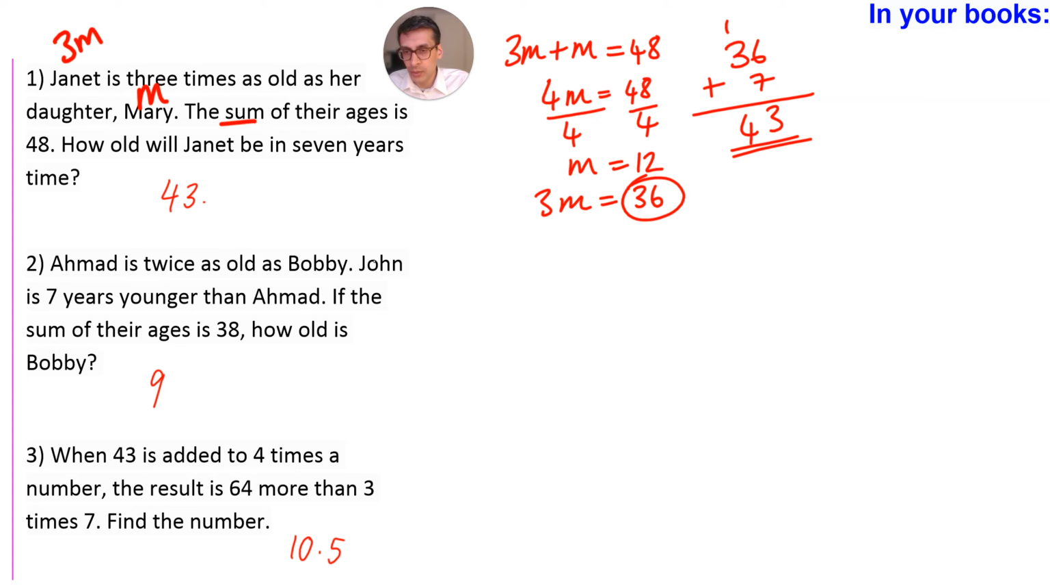So we're going to look at question 2, and we've got a similar looking question here. It says Ahmed is twice as old as Bobby. John is 7 years younger than Ahmed. If the sum of their ages is 38, how old is Bobby?